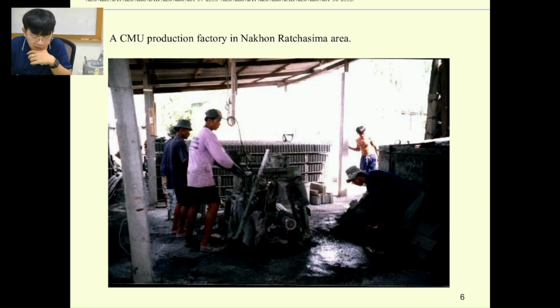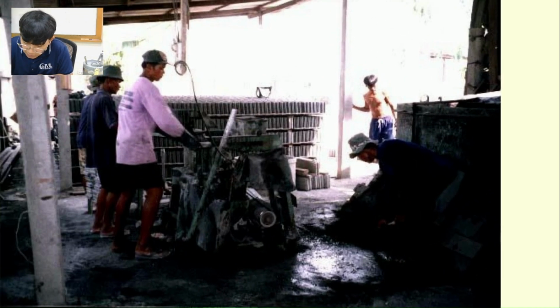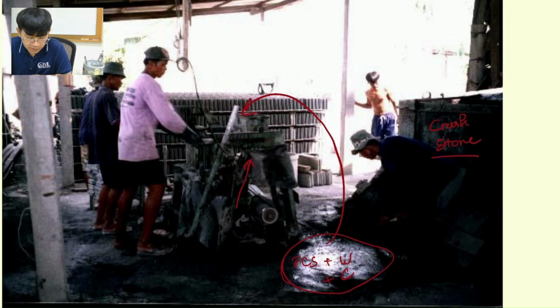To construct it, we have the hydraulic machine with the mold. So they just mix the fine crushed stone over here, and then they're going to mix fine crushed stone plus water and then plus cement, and they mix it. After they mix it, they check that the cement paste fills the crushed stone, and then they just put it into this mold and then use the hydraulic pump over here to create the concrete block.